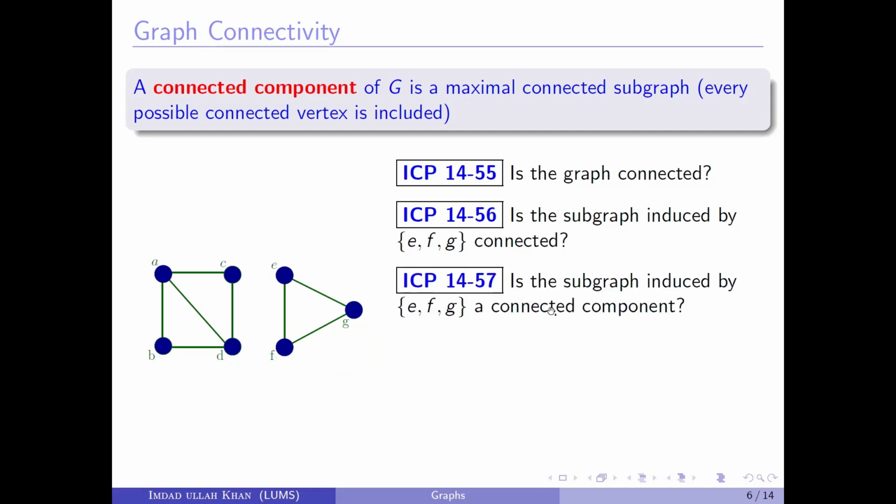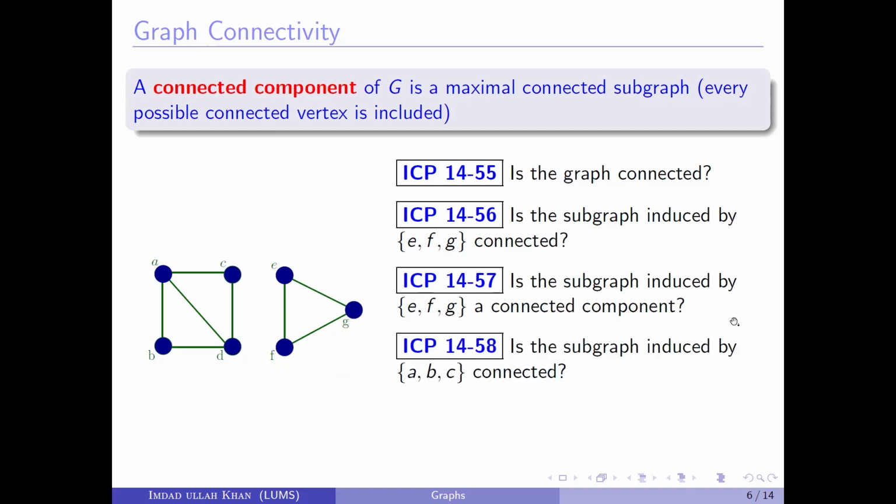Is the subgraph induced by EFG a connected component? What is a connected component? A connected component is a connected subgraph which is maximal. Can we add any further fourth vertex to EFG? The answer is no. So yes, it is a connected component as well.